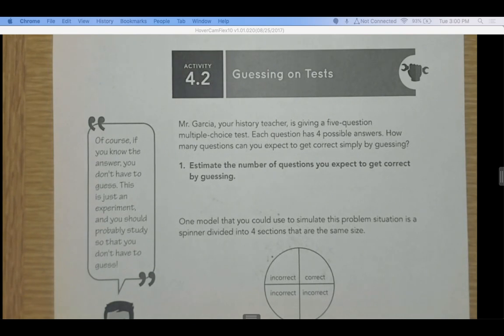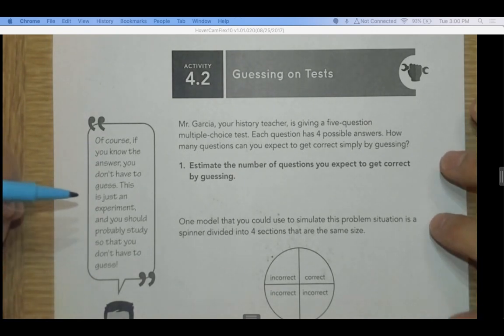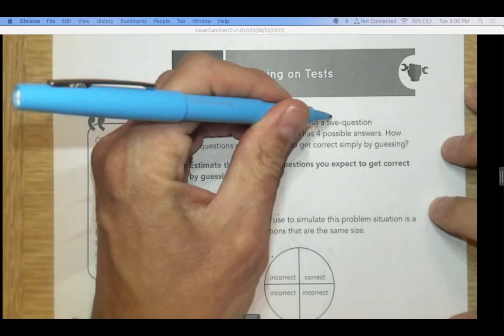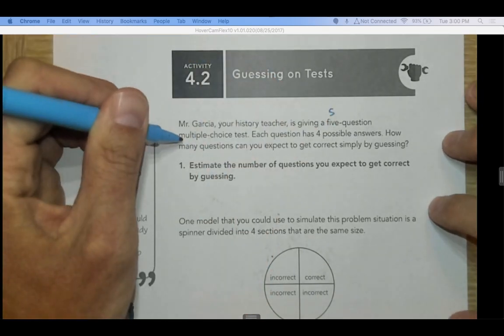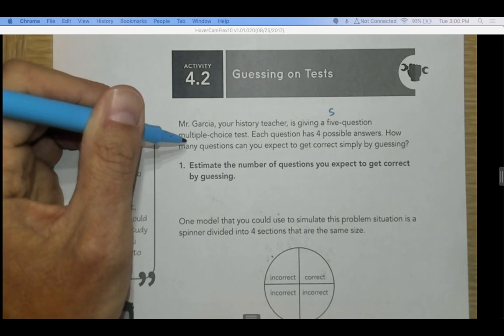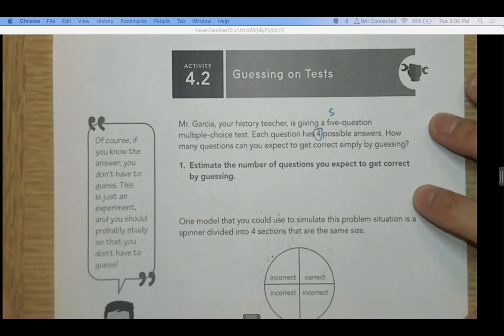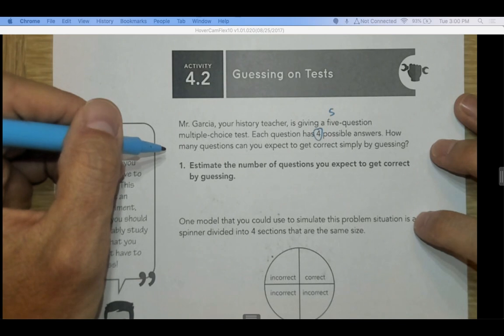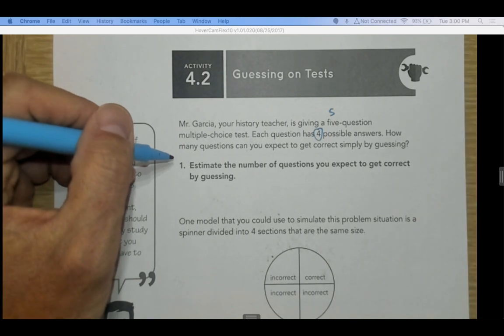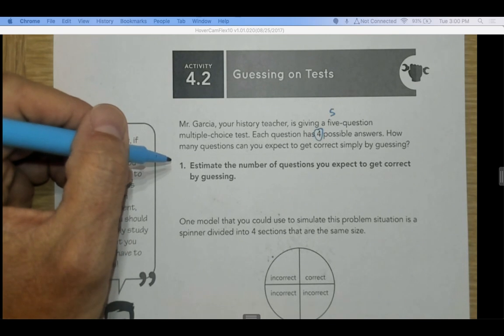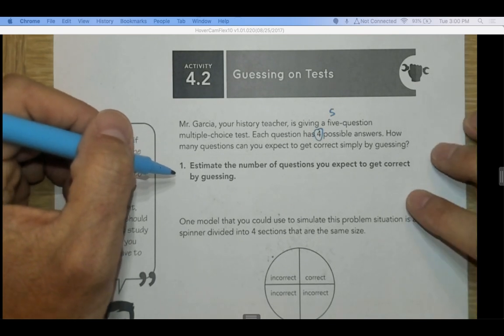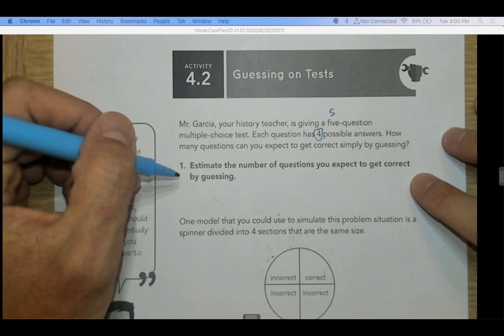All right, we're on lesson 4.2, activity 4.2, guessing on tests. Mr. Garcia, your history teacher, is giving a 5-question multiple choice test. Each question has 4 possible answers. How many questions can you expect to get correct simply by guessing? Estimate the number of questions you expect to get correct by guessing.